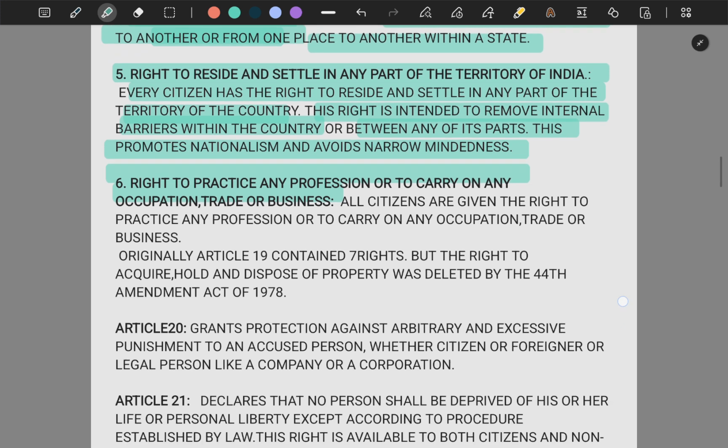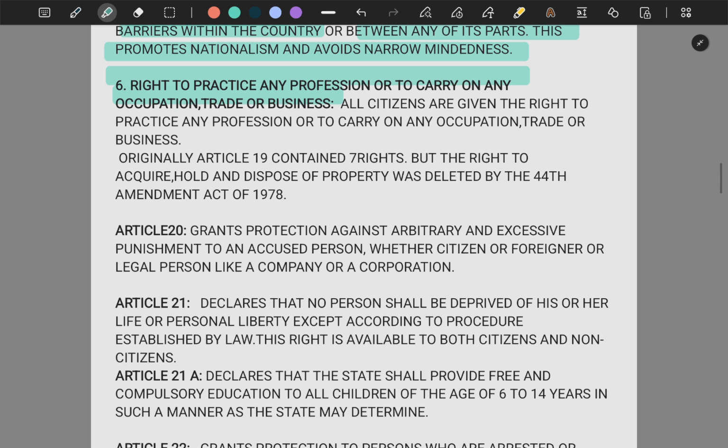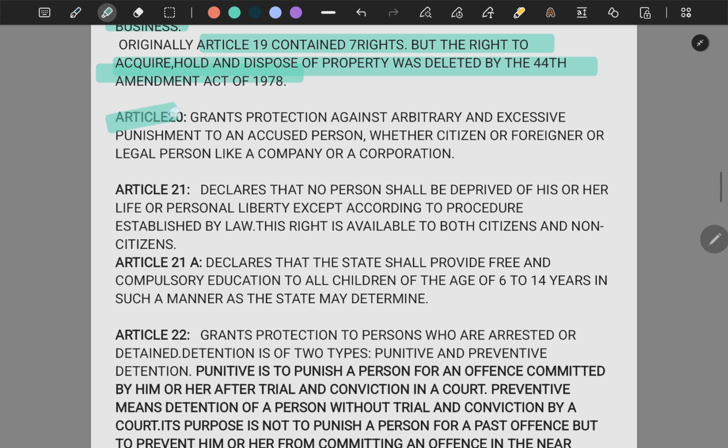And next, all citizens are given the right to practice any profession or carry on any occupation, trade, or business. So originally, Article 19 contained 7 rights, but there was the right to acquire, hold, and dispose of property, which was deleted by the 44th Amendment Act of 1978. Okay. So now comes Article 20. It grants protection against arbitrary and excessive punishment of an accused person, whether citizen or foreigner or legal person, like a company or a corporation.